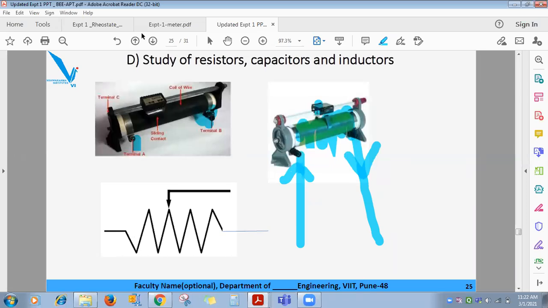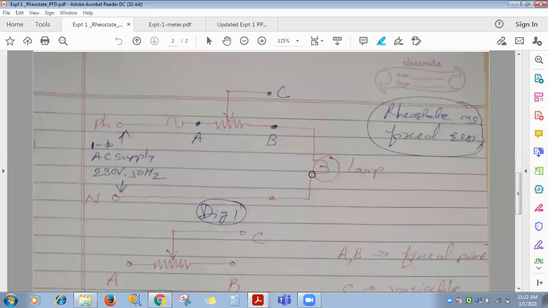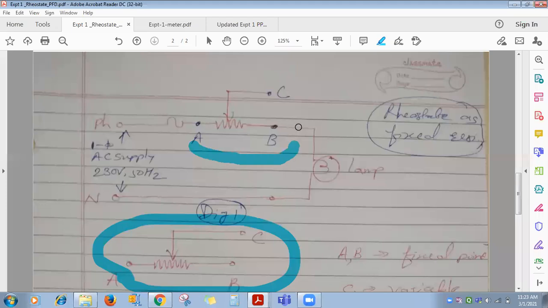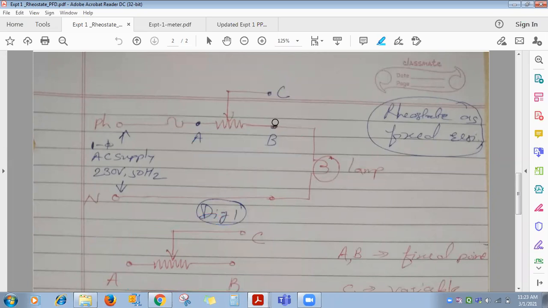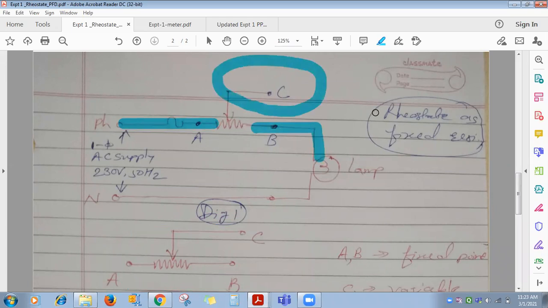Here you can see in this circuit, this is the lamp connected across phase and neutral, and this is the symbol of a fuse. What I have connected additionally is a rheostat. This is the symbol. A and B are fixed, C is variable. Now tell me, in diagram 1, how many terminals of the rheostat are connected in the circuit? Only two are connected. A is connected to phase and B is connected to the lamp. What about C? It is floating in the circuit, not connected.